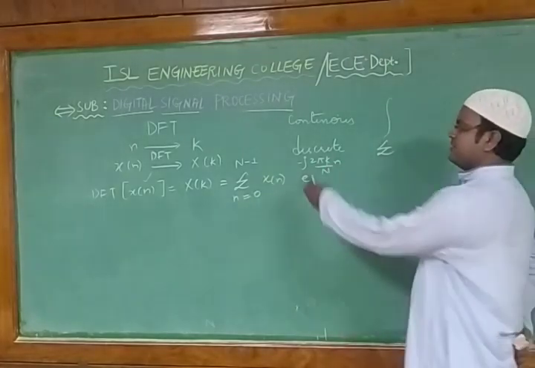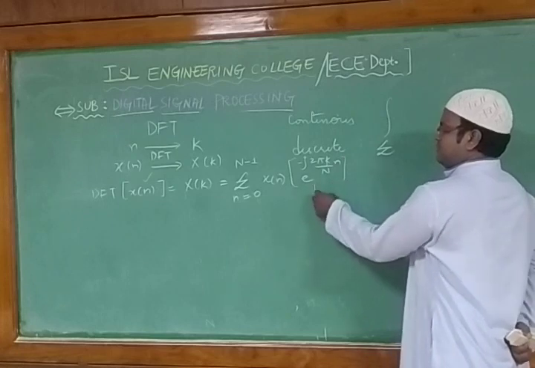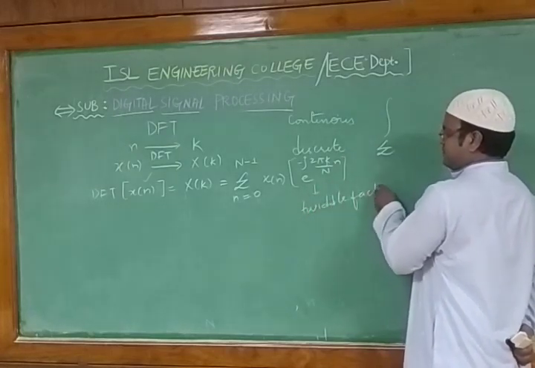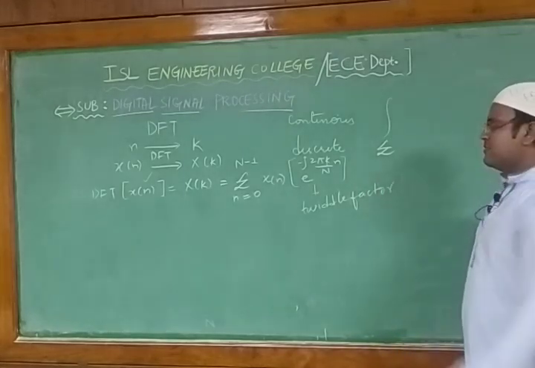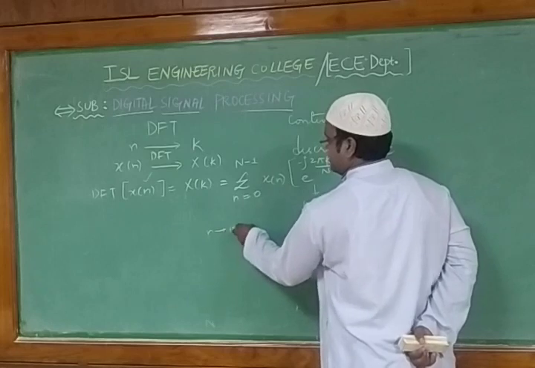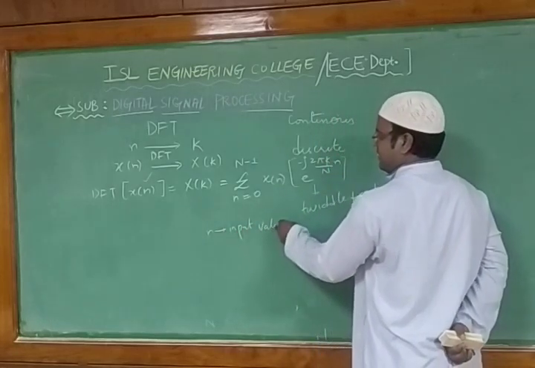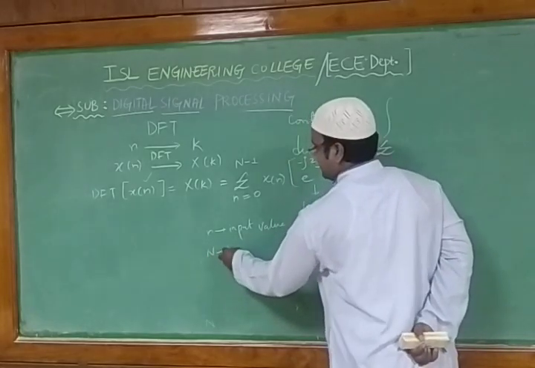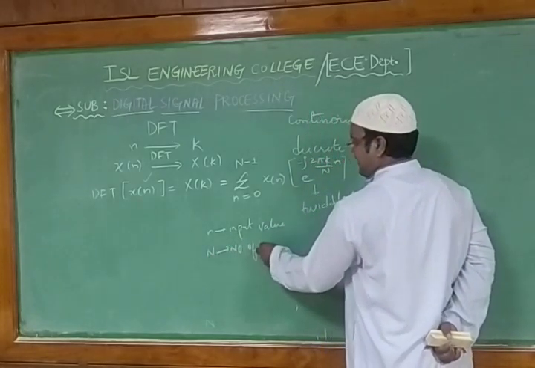So what does this indicate? This is called the twiddle factor. What does this small n indicate? n indicates the input value given in the function. What does this capital N indicate? It indicates the number of samples.